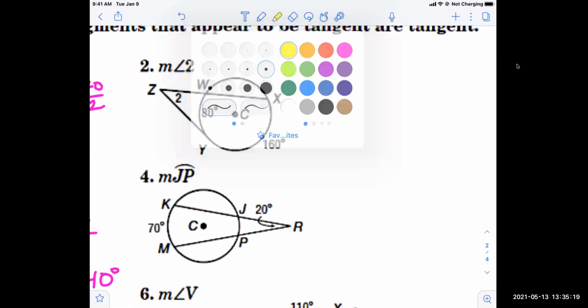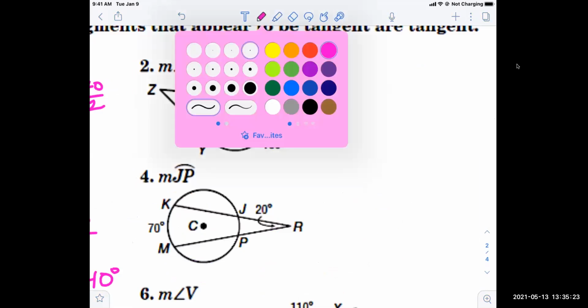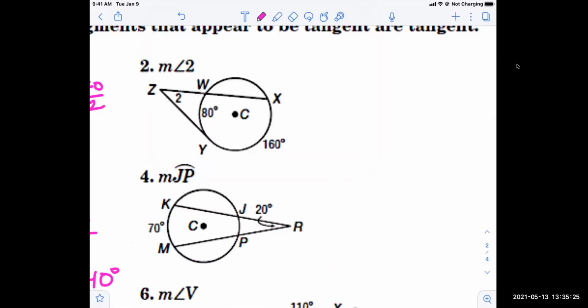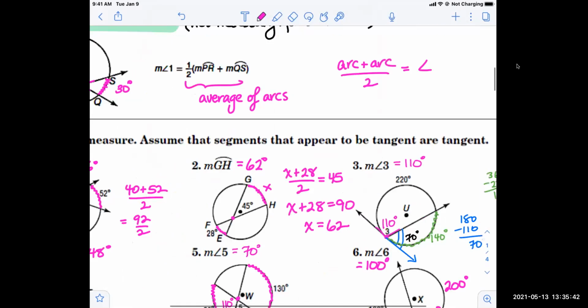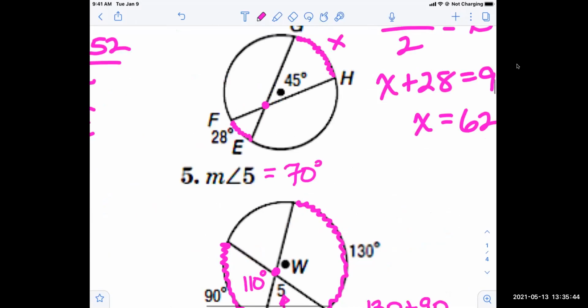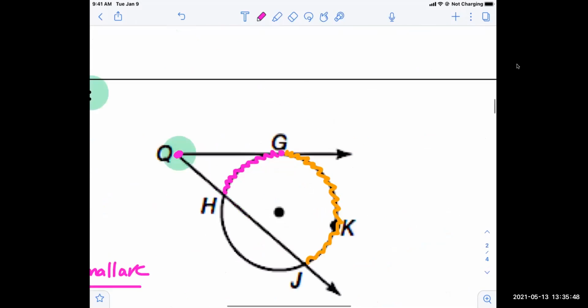Okay, where is the vertex of the angle in number 2? On the circle, outside the circle, inside the circle, at the center of the circle. Where's the vertex? Outside. This is the question you have to ask yourself every time you do these problems, because that's how you'll know whether you're supposed to add and divide by 2 on these problems where the vertex was inside versus subtracting and dividing by 2.